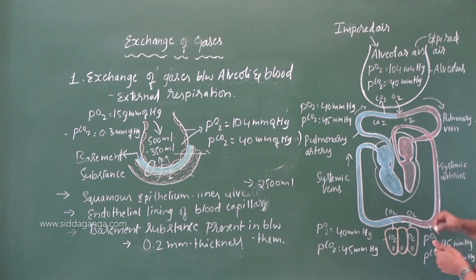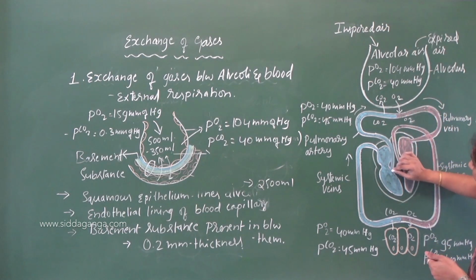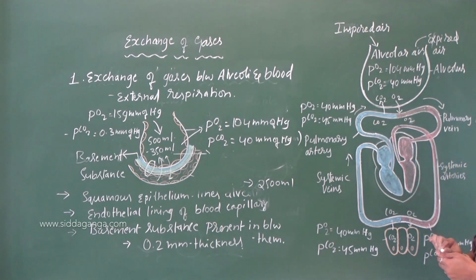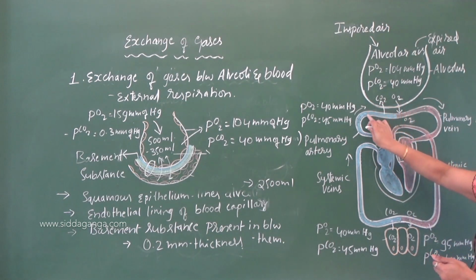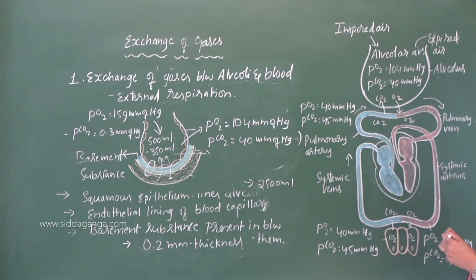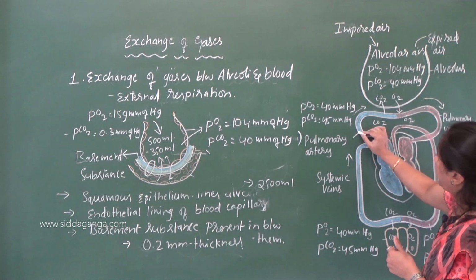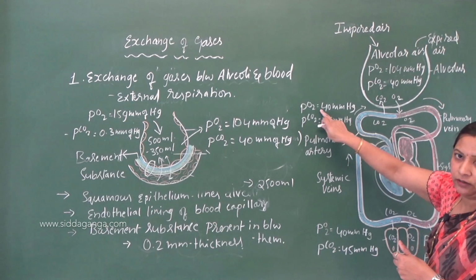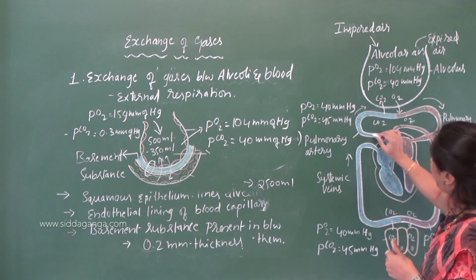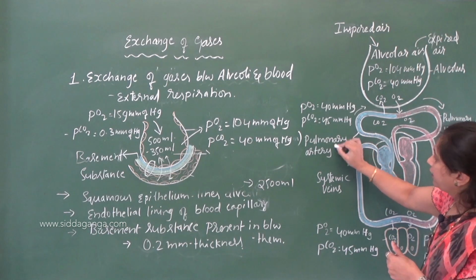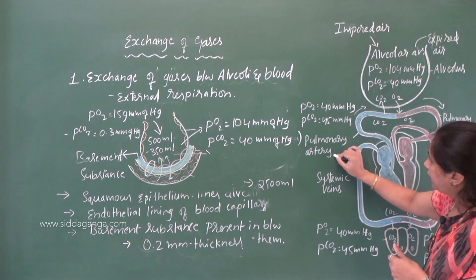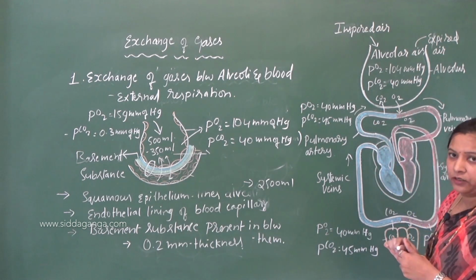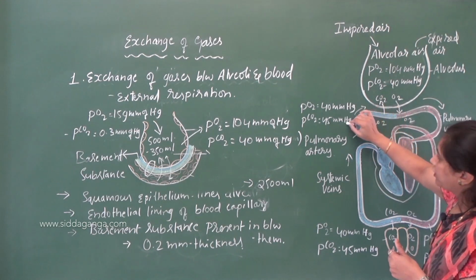And the blood which comes to the lungs is deoxygenated blood. That deoxygenated blood has more carbon dioxide and less oxygen. The deoxygenated blood is brought to the lungs by the pulmonary artery. The pulmonary artery carries the deoxygenated blood from the heart to the lungs. So as I said, it is deoxygenated blood.